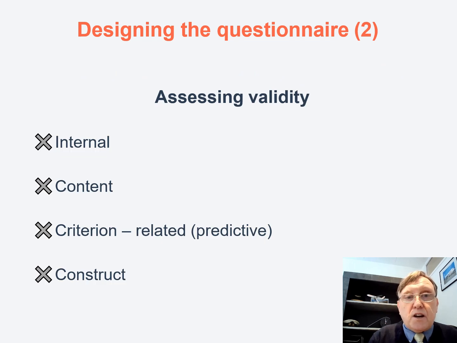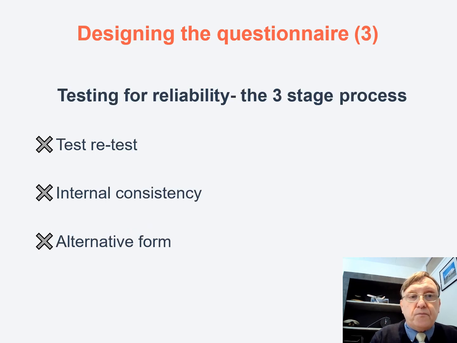So, designing the questionnaire, assessing validity. Well, the internal validity, is it valid to them, the content, how valid is the content, the criterion related, in other words predicted, is it what you're expecting to get, and the actual construct of the question, how it's intended and understood by the person. So, testing for reliability, the three-stage process. Well, test and then retest. Make sure that there is internal consistency and maybe look for alternative forms.